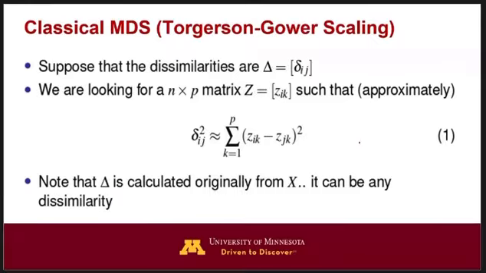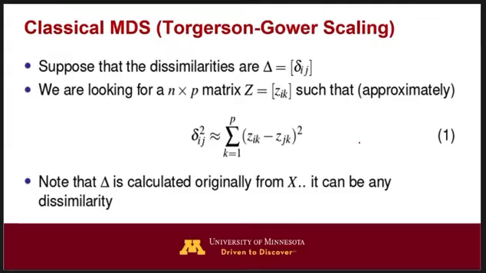Now, let me tell you this. We have three types of MDS. I'm going to say that again. We have the classical MDS, we have the metric MDS, and we have the Isomap. Now, the one I've been discussing all this while is just the classical MDS.